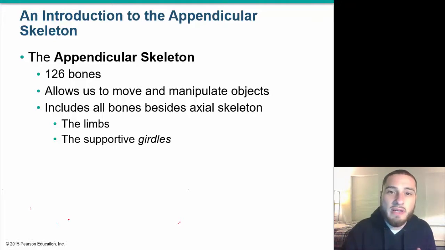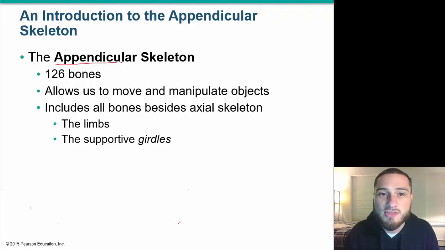So just like we talked about the axial skeleton, the skeletal system is really broken up into two different parts. We have the axial skeleton, which we spoke about, which is really the core, and then the appendicular skeleton, which says it all within its name. It's the appendages, what is going to be connected to the axial skeleton.